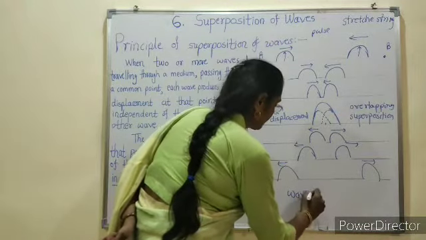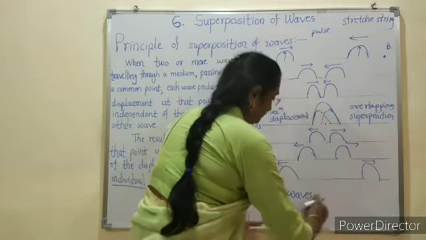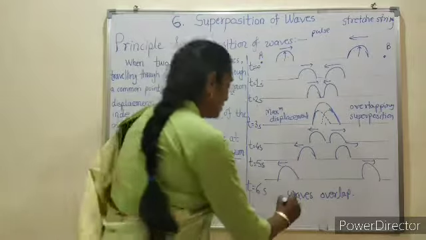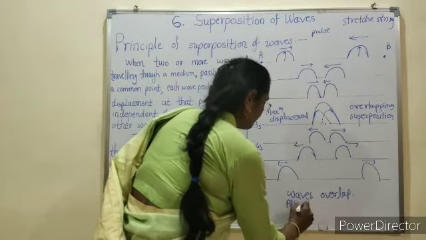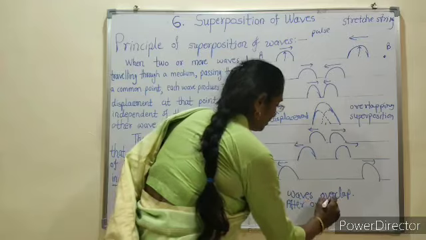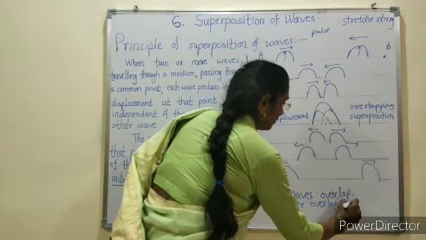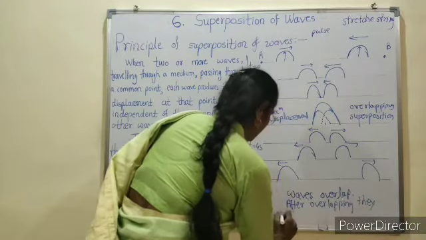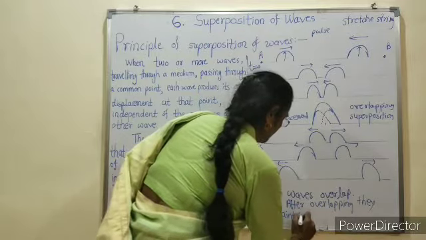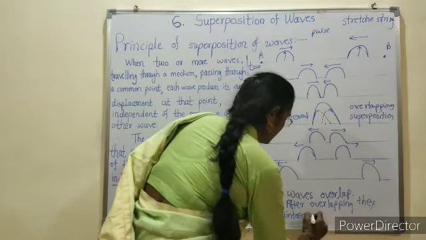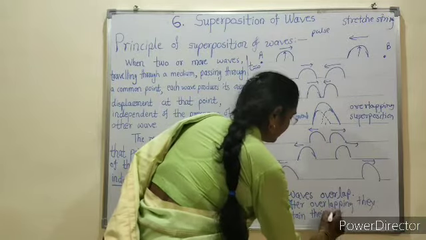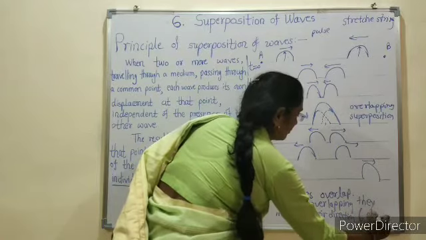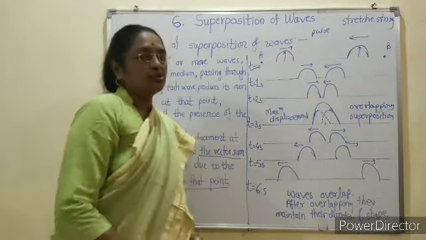Waves overlap. First point, after overlapping, they maintain their direction. So this point is very, very important. They maintain their direction and shape. So try to understand carefully here.